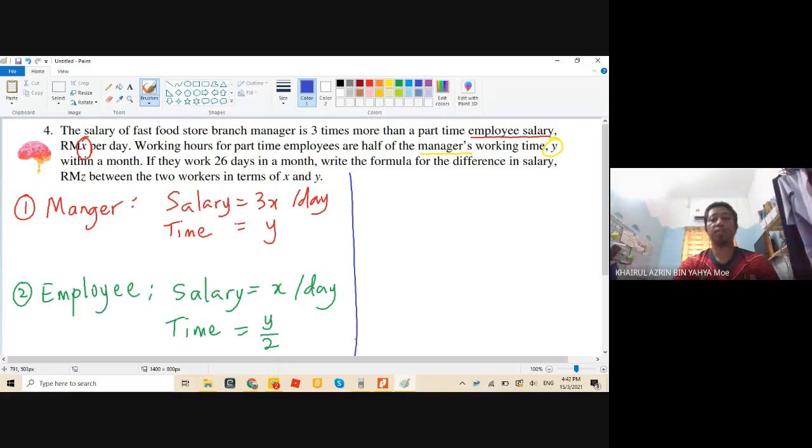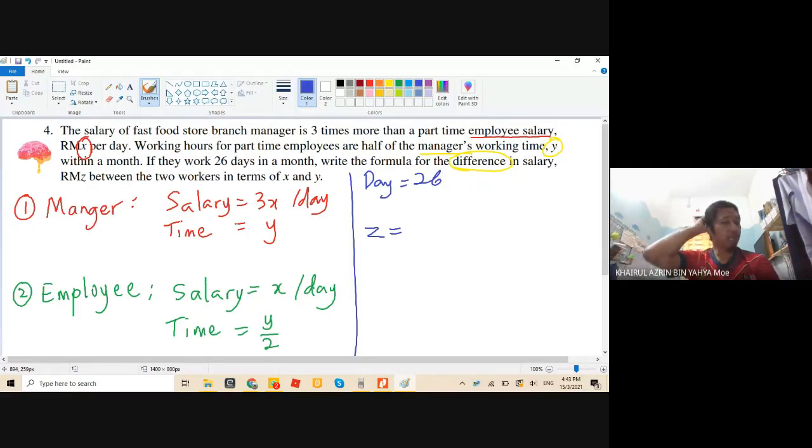What does the question want us to do? It says, if they work 26 days in a month, write the formula for the difference. Focus on this one, the difference in salary RMZ. Meaning the question wants us to find Z, between the two workers in terms of X and Y.